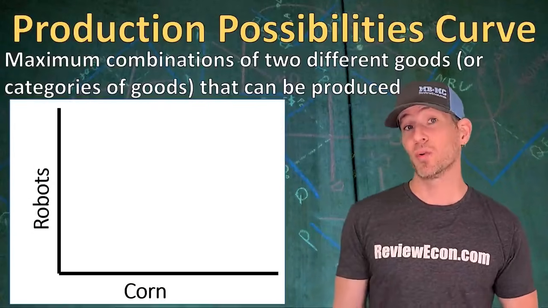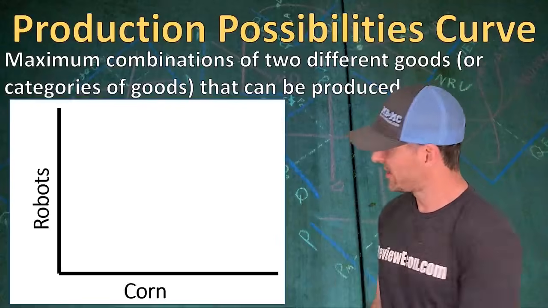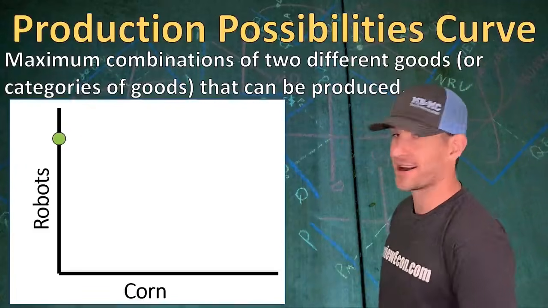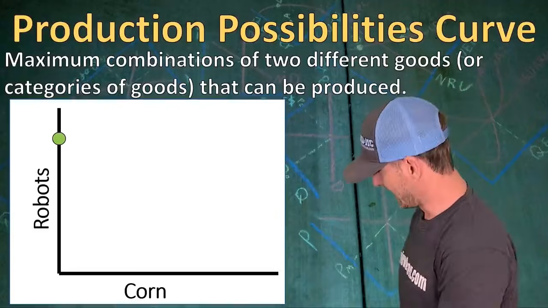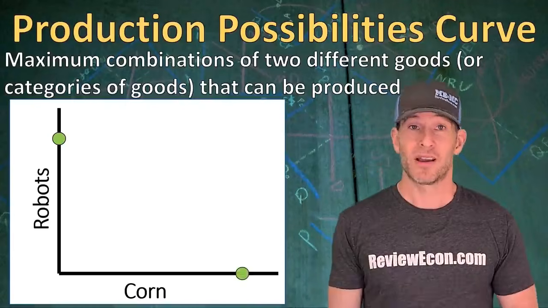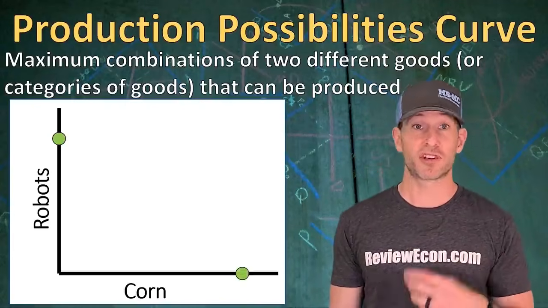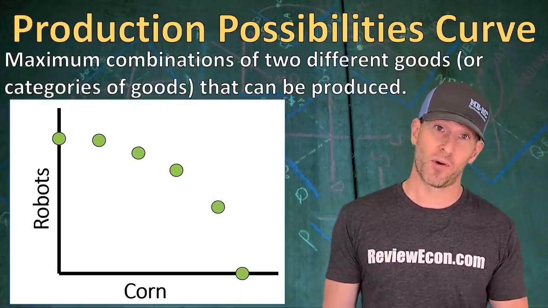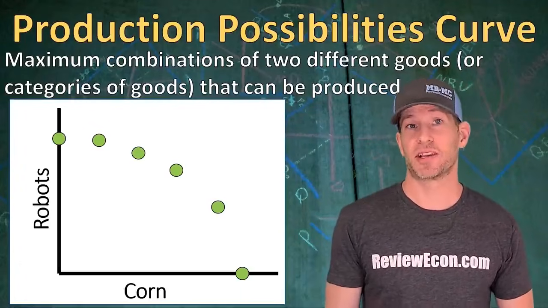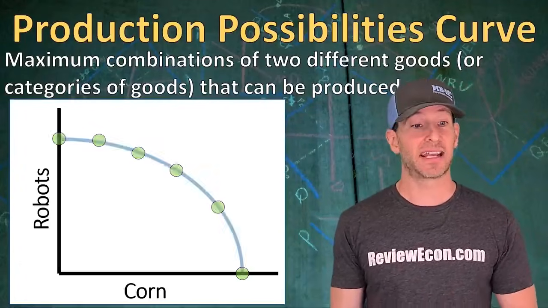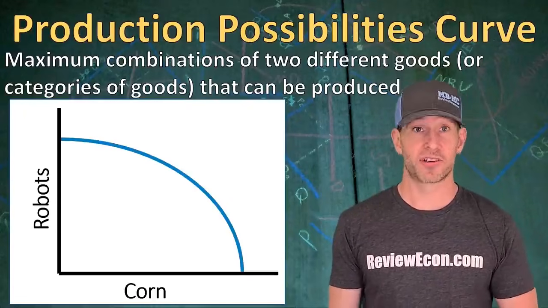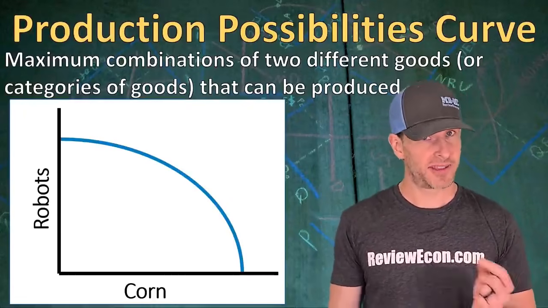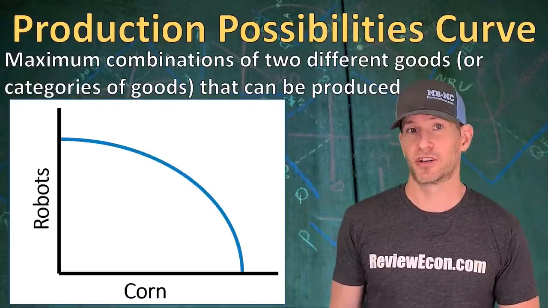If they produce only robots and no corn, they would have a point of production about right there. If they produced only corn and no robots, they'd have a point of production right there. We could also have many points in between showing all the different combinations of corn and robots this economy could produce. Connect those dots and it gives us our production possibilities curve. That curve there shows the maximum levels of production between the two different goods that this economy could produce.